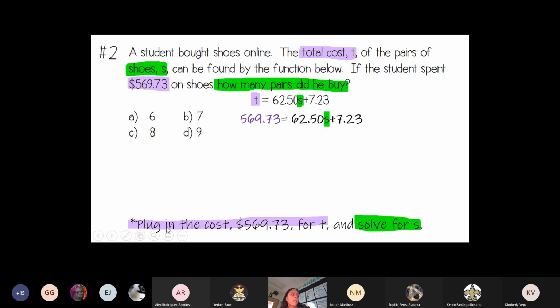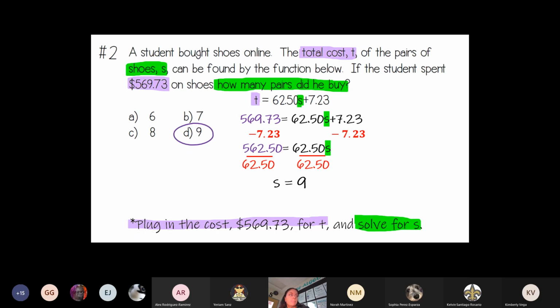So to solve this equation, I'm going to plug in the cost, the $569.73, for T, and then solve for S. My first step is going to be to subtract the $7.23 from both sides, and I get $562.50 is equal to $62.50 times S. Then I divide by 62.50 on both sides, and I find that the number of shoes is 9. So the answer is D.